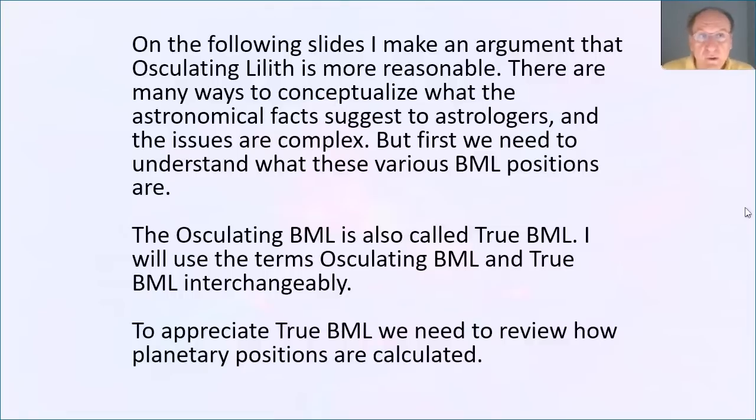So, on the following slides, I'm going to make the argument that the osculating Lilith is more reasonable. And again, keep in mind that there are many ways to conceptualize what these astronomical facts suggest to us. Everybody agrees about the facts, but what they suggest to us, how we interpret it, how we think about it, and what might make sense to astrology, differs. I'm going to go through all this so that you can understand how people are coming to different conclusions.